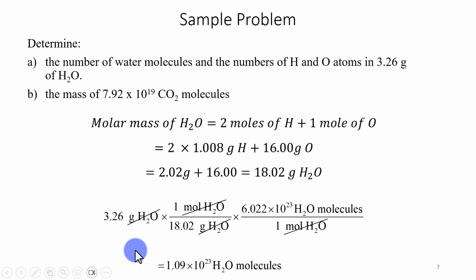have 3 significant digits. I am not done, however, because I need to figure out how many atoms of hydrogen and oxygen I have. But now that I know how many water molecules are contained in 3.26 grams, all I have to do is relate that back to hydrogen and oxygen atoms. I know that 1 molecule contains 2 hydrogen atoms and 1 oxygen atom.